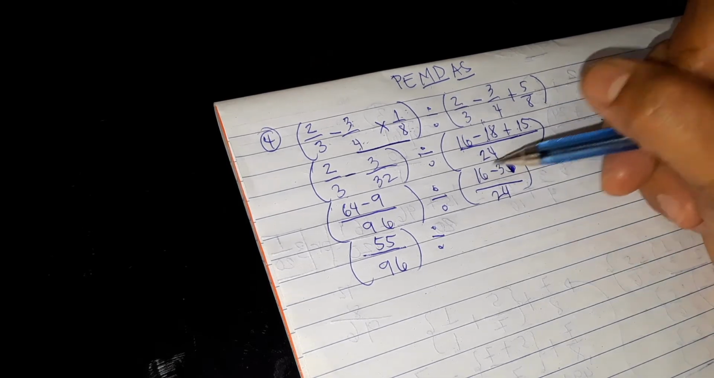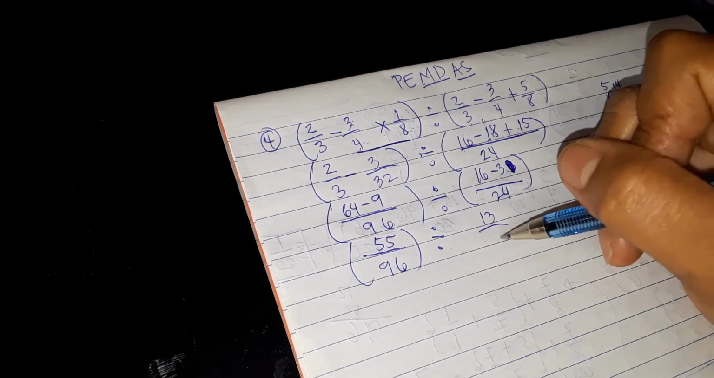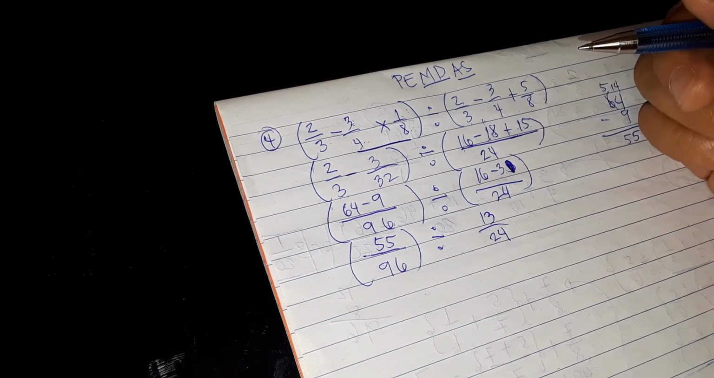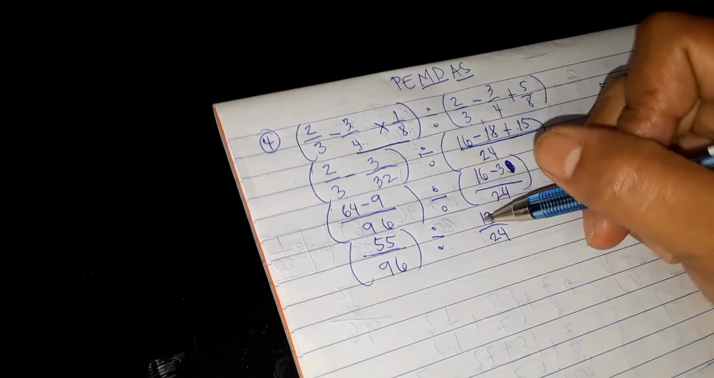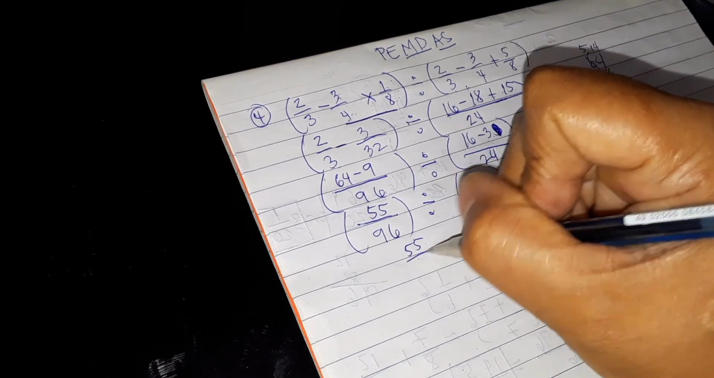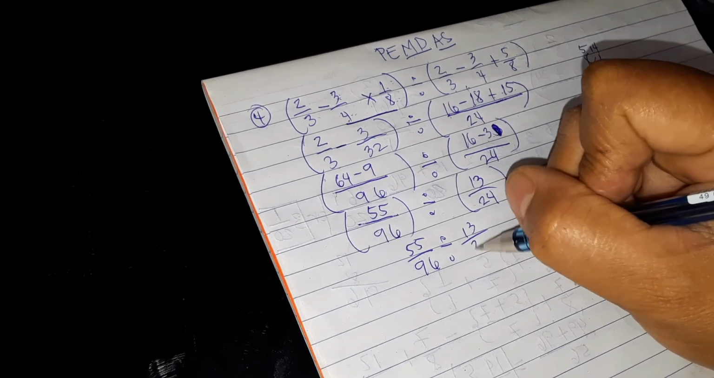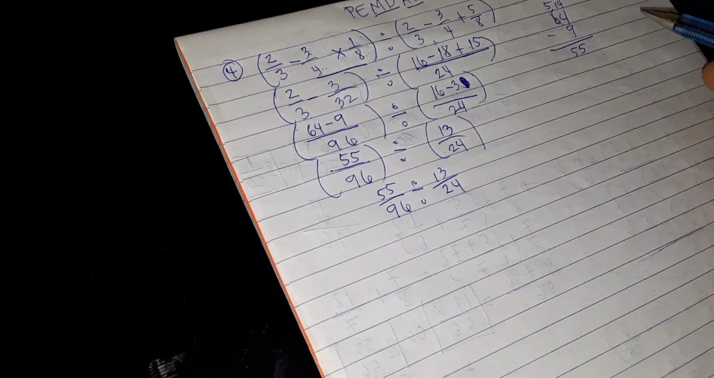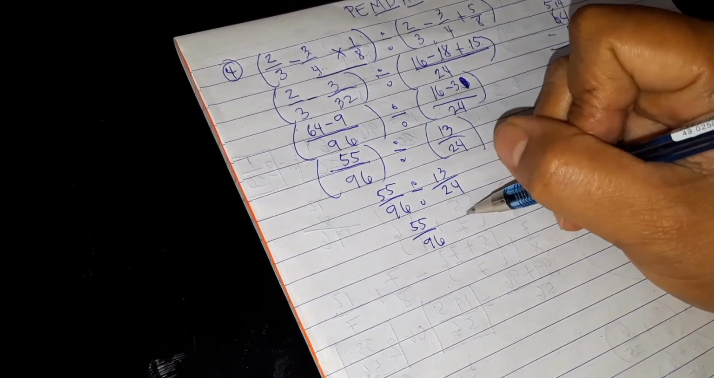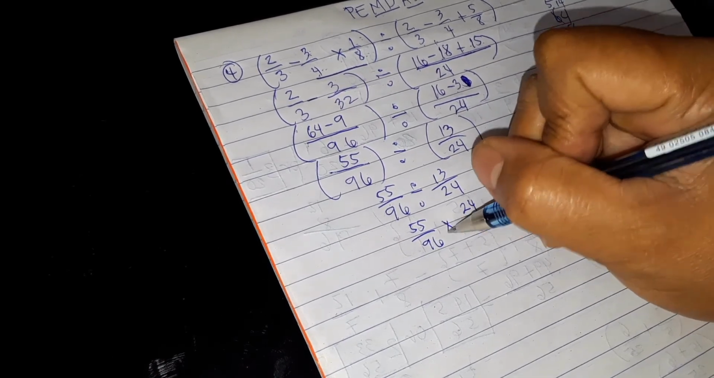Now next, 16 minus 3, we have 13 over 24. Since 13 and 24 don't have any factor anymore, that's it. Then after that, we're going to divide 55 over 96 divided by 13 over 24. The rule in dividing fractions: copy the first number, 55 over 96, get the reciprocal of the second number, so 24 over 13, then proceed to multiplication.